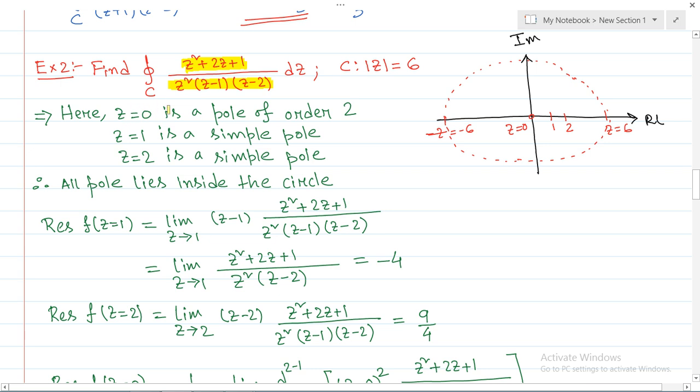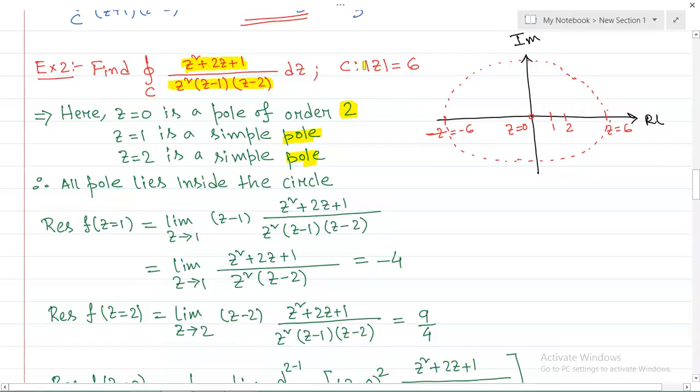So z equal to 0 is a pole of order 2. Why do we say it is a pole of order 2? Because the power of z is 2 itself. Now z equal to 1 is a simple pole, a pole of order 1. z equal to 2 is another simple pole, a pole of order 1.